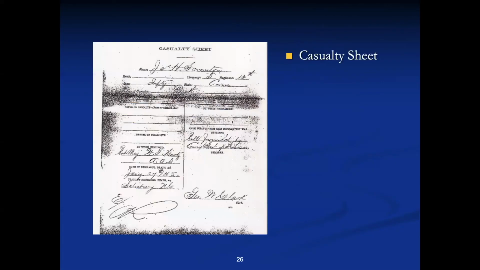So when we look at the compiled military service records, we can see the information dealing with POWs. It may be on a casualty list that demonstrates when they are captured. This is one for a James Scranton who's from a Connecticut unit. Here's a casualty sheet for him dying. It's the prison in Salisbury, North Carolina.